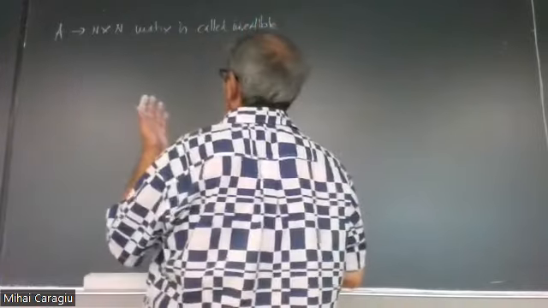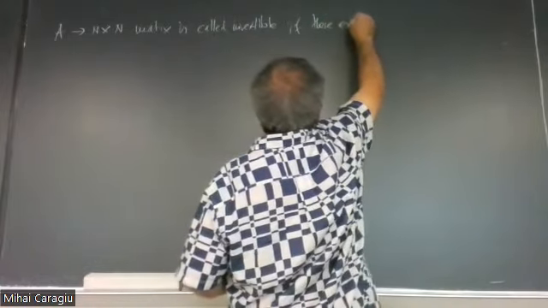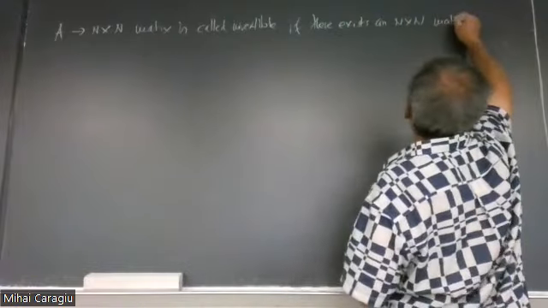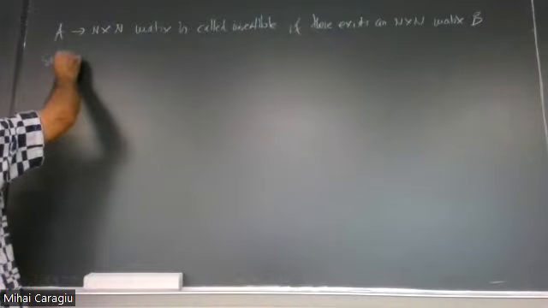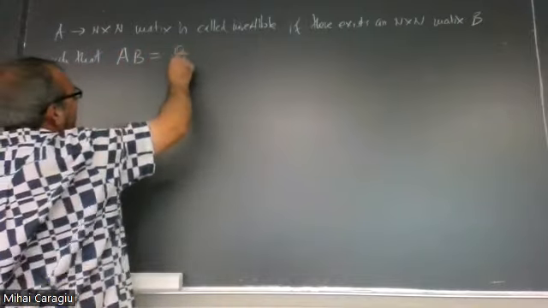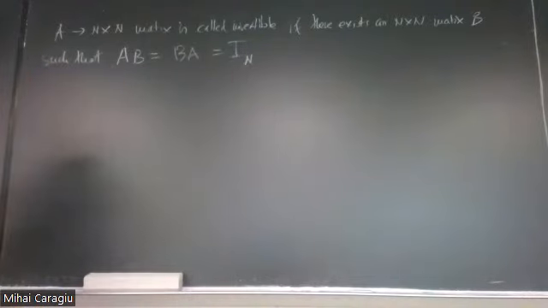if there exists an n by n matrix B such that AB equals BA equals the identity matrix n by n. It's like for numbers. For example, as a real number, 2 is invertible because there is another real number, 0.5, with the property 2 times 0.5 equals 0.5 times 2 equals 1.